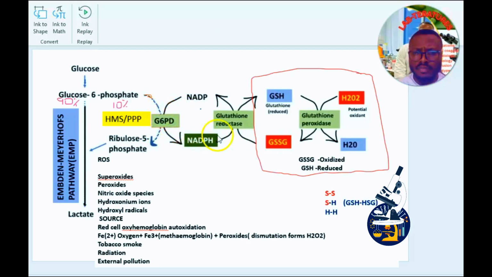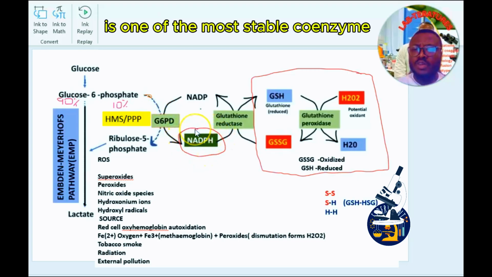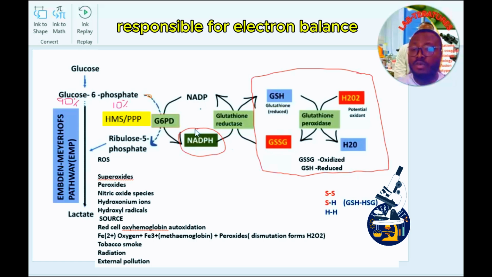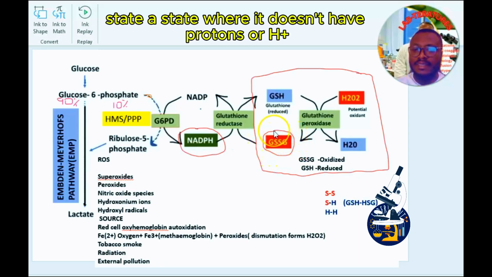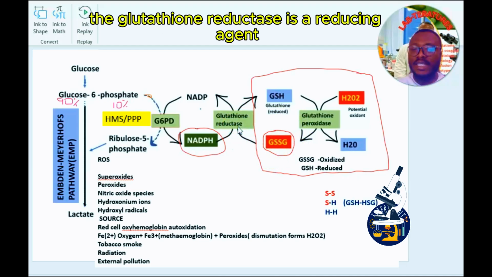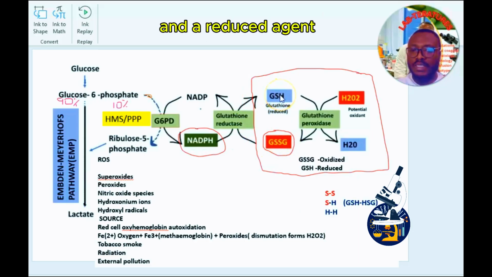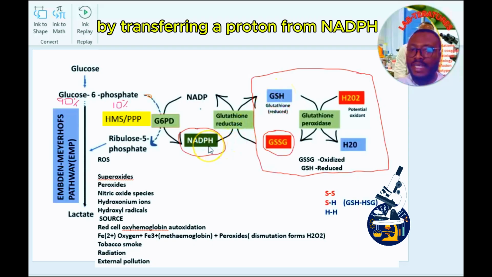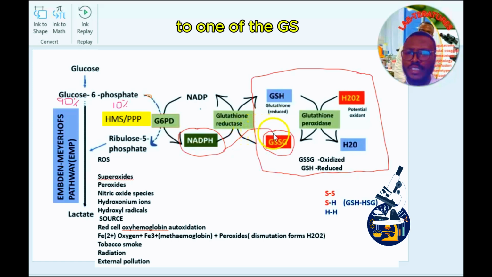This is an enzyme. Now fast forward, I've explained to you that NADPH is one of the most stable coenzymes responsible for electron balance, and I have explained to you that this is the oxidized state, a state where it doesn't have protons or H+, and it is a state that it can receive. The glutathione reductase is a reducing agent. It is going to reduce the oxidized glutathione into a reduced form by transferring a proton from NADPH to one of the GS.